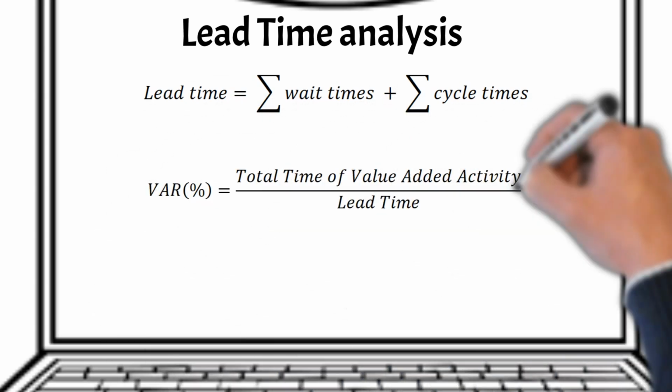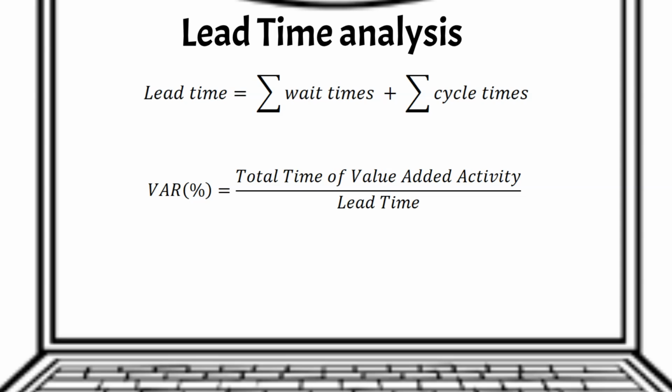The second important formula is value-added ratio, VAR. Value-added ratio is equal to total time of value-added activity divided by the lead time.